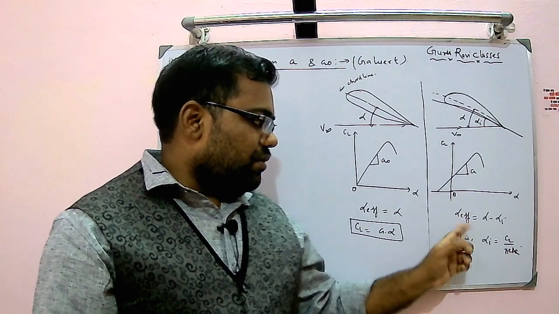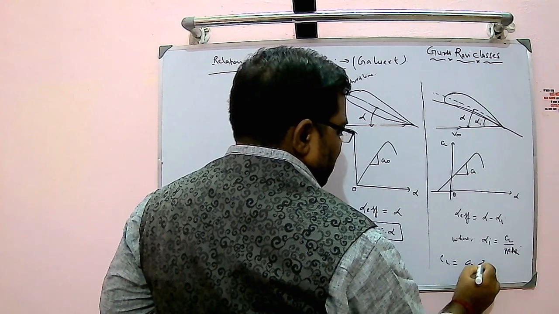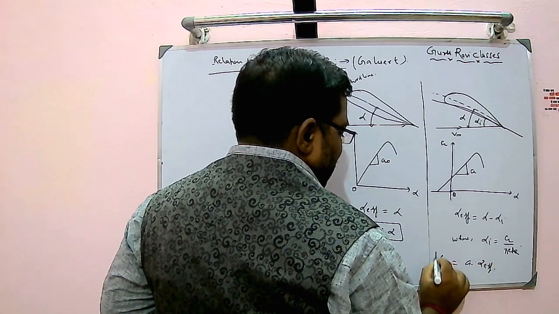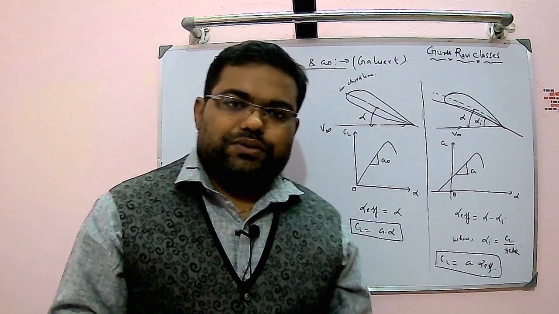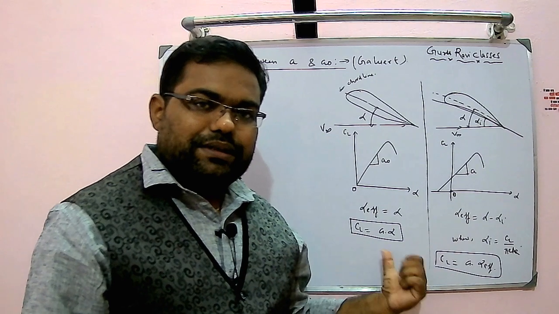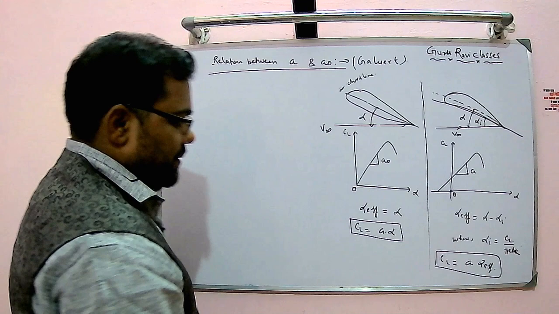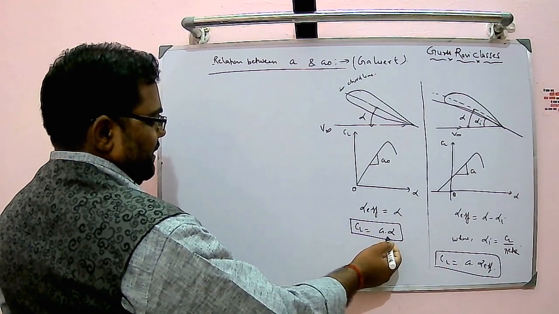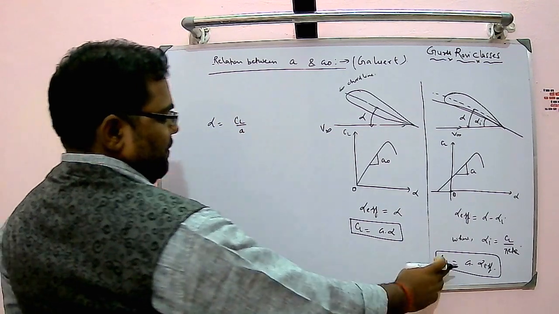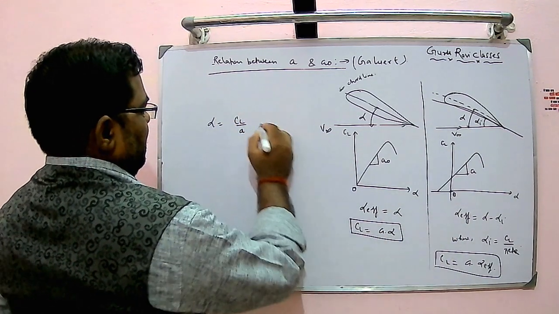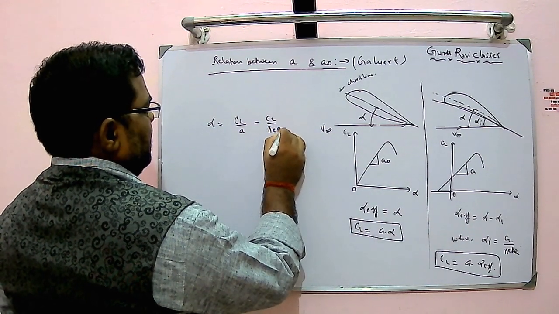Now in this case, if you are writing CL, that will be nothing but CL is equal to A into alpha effective. Alpha effective has both those terms: alpha minus alpha I. If I relate these, both together, I can relate with the help of alpha effective. So if I want to write alpha, that will be CL upon A, and the second term will come, CL upon pi e AR.